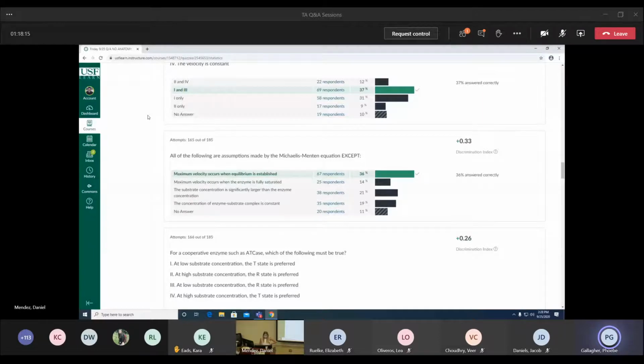That is false because remember, we're not at equilibrium at Vmax. It would be if we were plotting product concentration on the y-axis over time. That's when we would reach equilibrium, when you get to that point on the graph where the product doesn't increase or decrease. So don't mistake the Michaelis-Menten plot with the product over time plot.